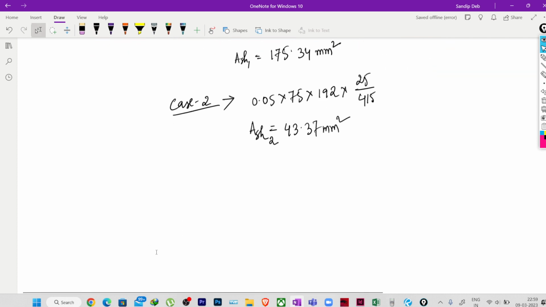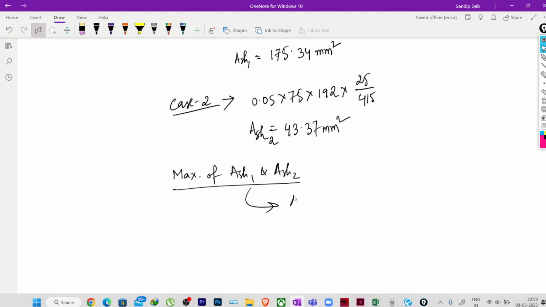So we need to get the maximum of ASH1 and ASH2. Right. So which was the maximum? ASH1 is the maximum, ASH equal to 175.34 mm square. So that means now you have to provide a bar whose cross-sectional area is more than or equal to 175.34 mm square.